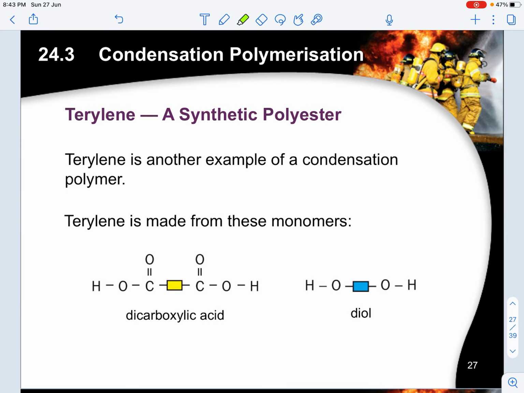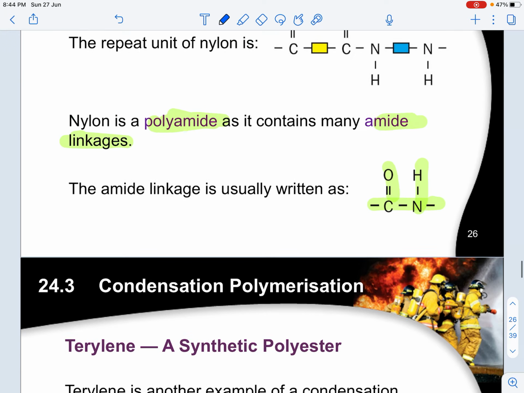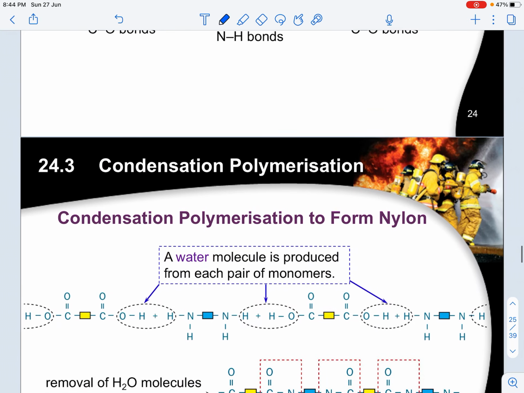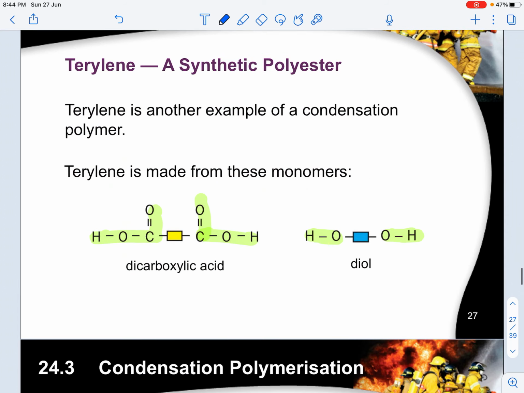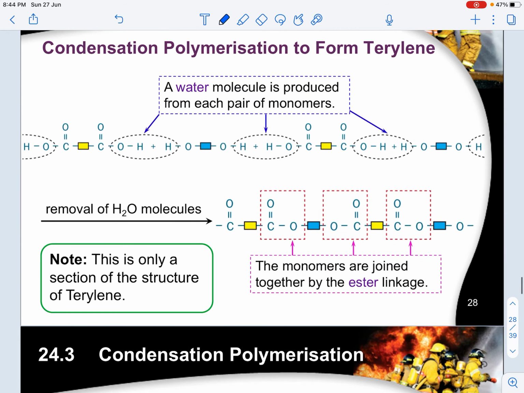Another example is terylene, which is a synthetic polyester, and this is made from these monomers, your diol. Diols are basically alcohols, or compounds with two hydroxyl groups at the end. And dicarboxylic acid is this one. So again, you will want to lose the water, just like how you lose the water here. You see? So this one will come out, this one will come out, form water. Then you will join to form an ester linkage.